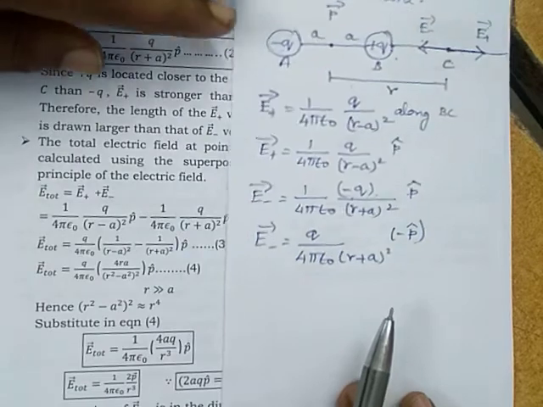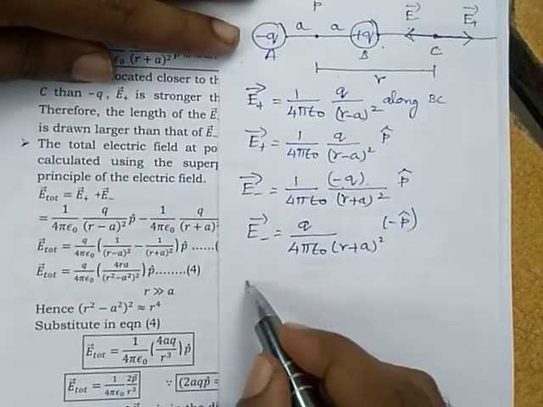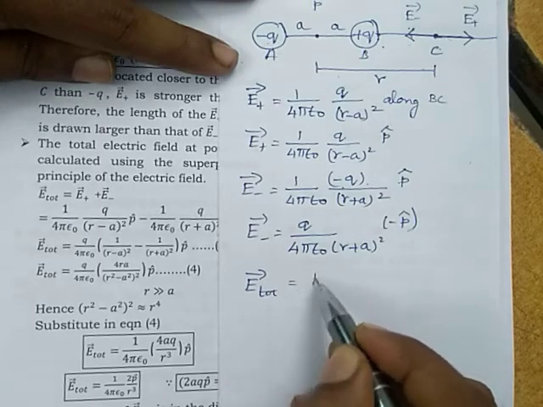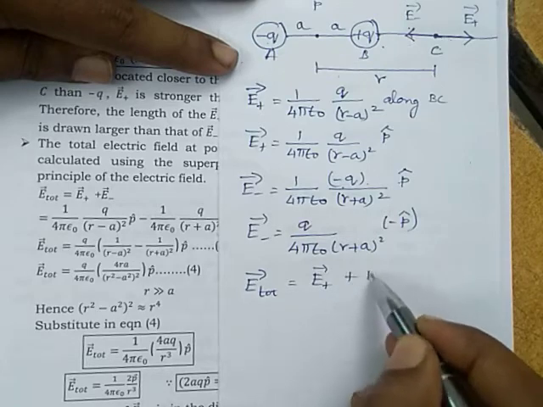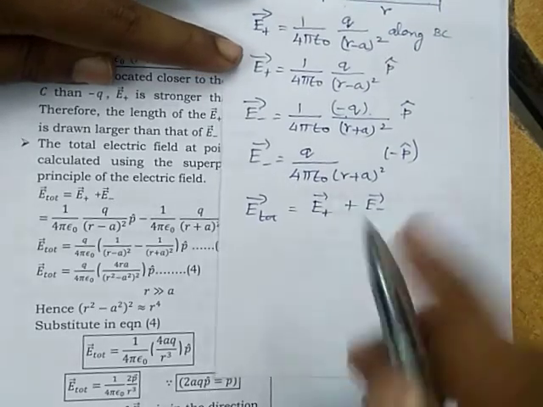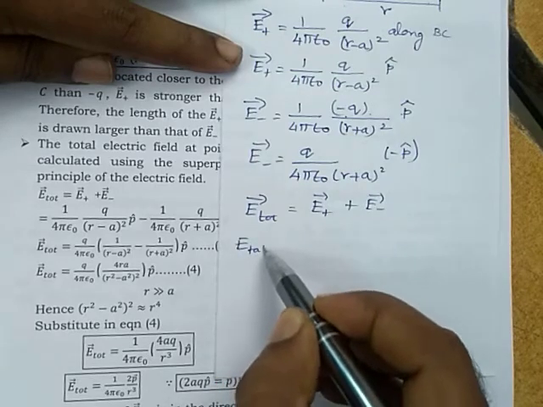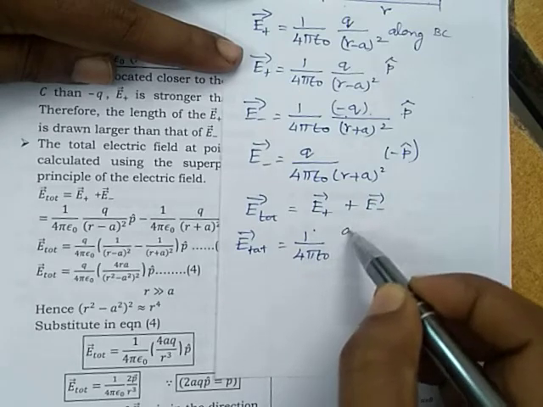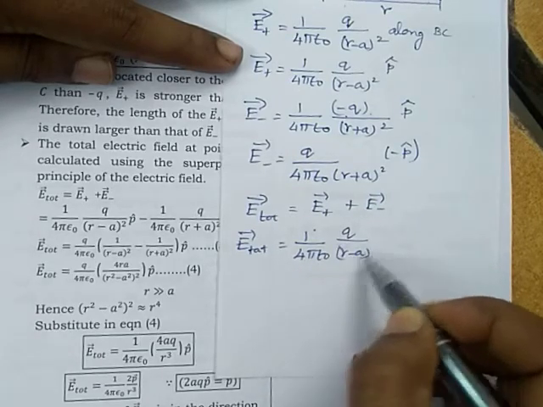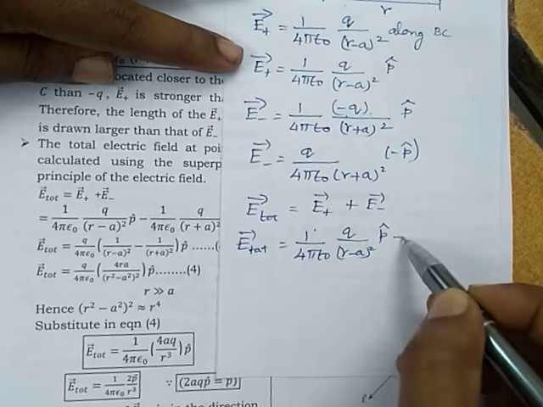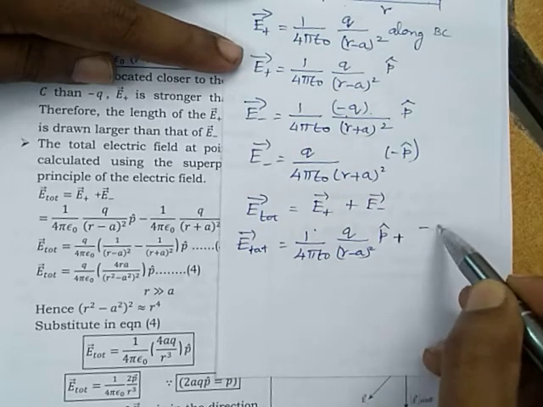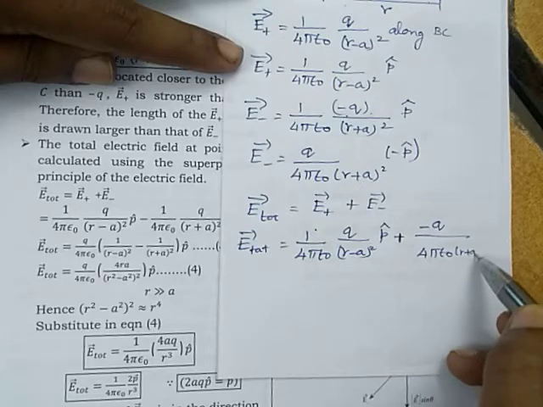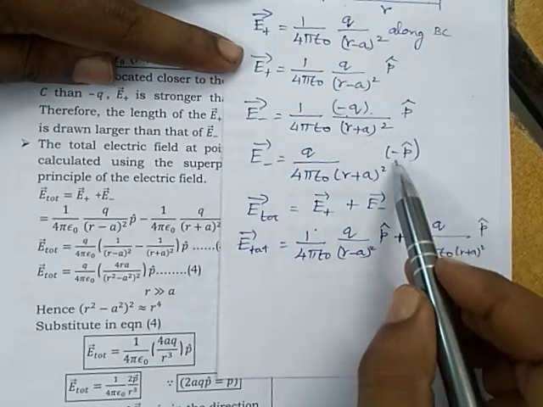We are using the superposition principle. Using the superposition principle we can write E total vector at the point C is equal to E plus vector plus E minus vector. Substituting the known values, E plus vector is equal to 1 by 4 pi epsilon naught, q by r minus a whole square into p cap. Plus, this is minus q by 4 pi epsilon naught r plus a whole square into p cap. I am taking the minus here.